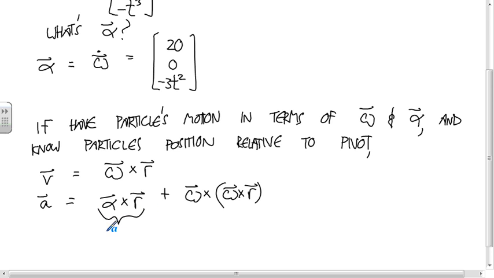This is the term, if you're talking about circular motion, this is the term that represents the tangential acceleration. And this is the term that represents the centripetal acceleration.